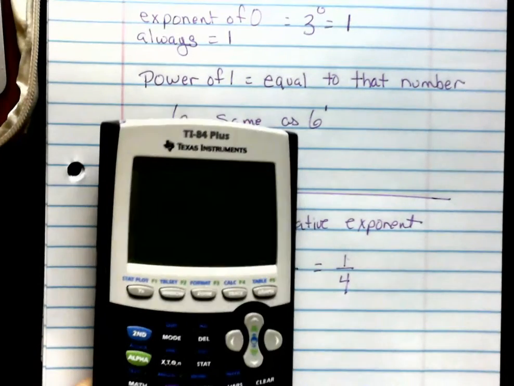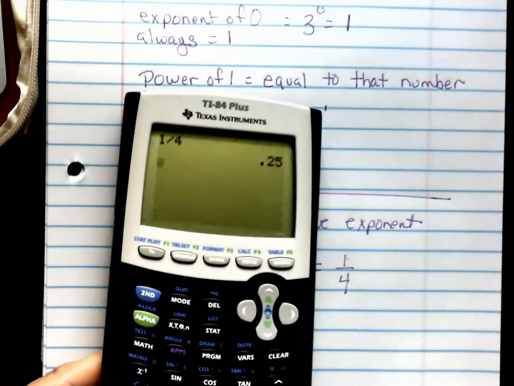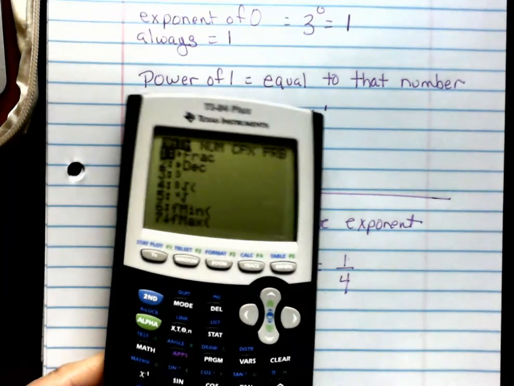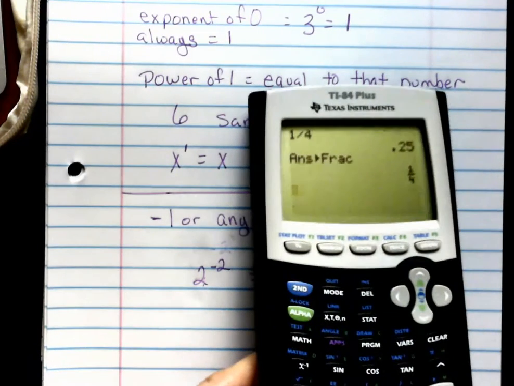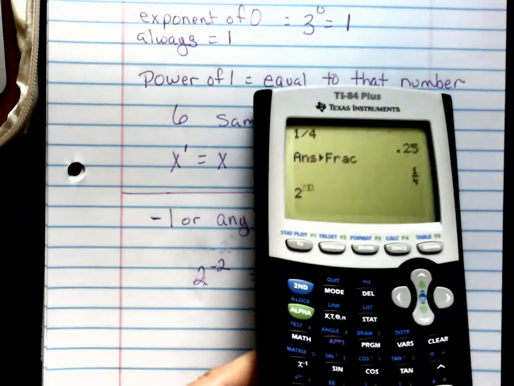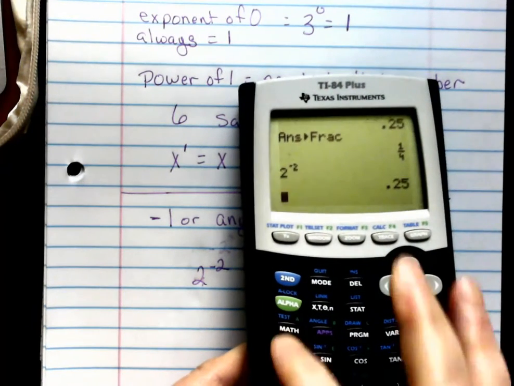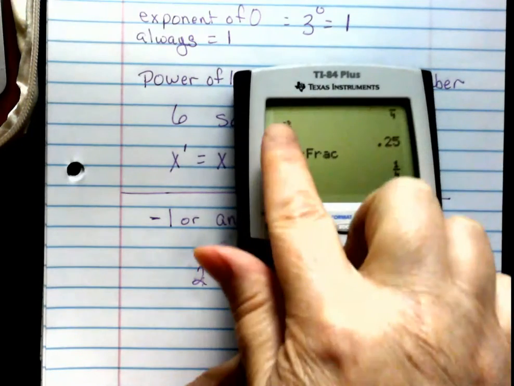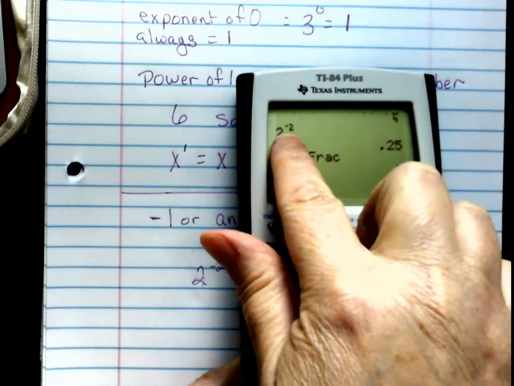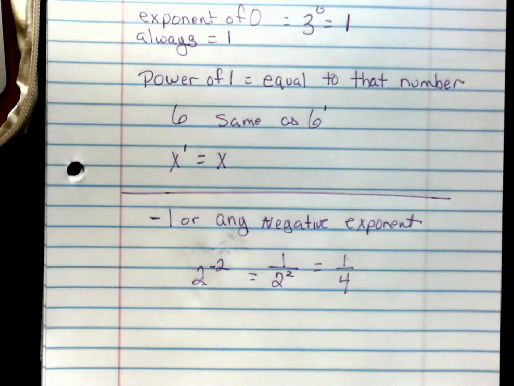So let's say that I had 1/4. The decimal equivalent of 1/4 is 0.25. If I wanted to change that back to a fraction, it'd be 1/4. So now I want to do 2 to the -2 power. So it equals 1/4. And that's because you can't have a negative exponent. It will always change it to a fraction. Now, if the negative's on the bottom, you have a whole different thing, and we'll talk about that in a minute.